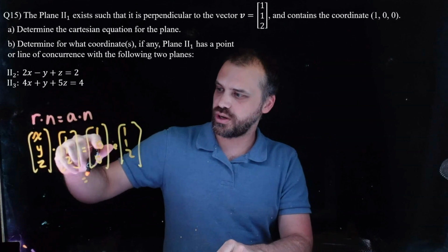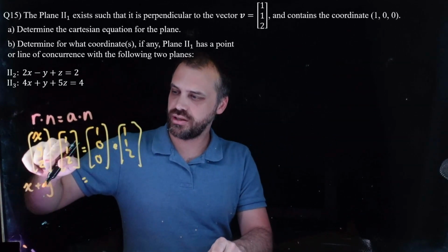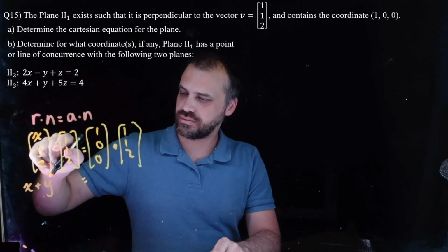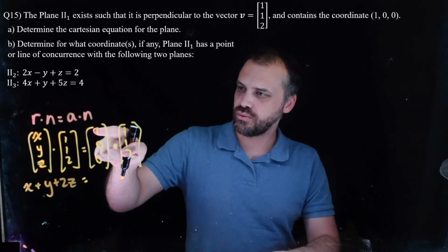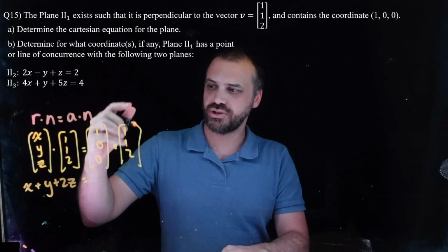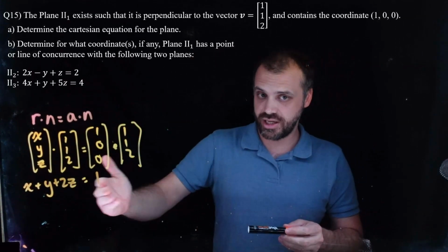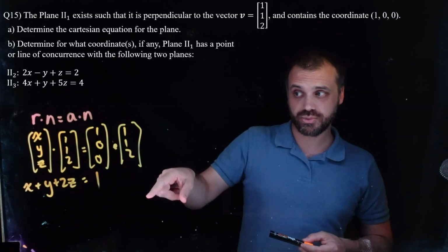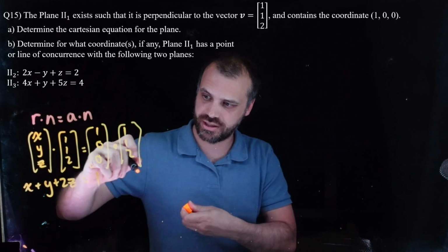Okay, we're aiming for the Cartesian equation. x dot 1 is x, plus y dot 1 is y, plus z dot 2 is 2z, equals 1 dot 1, so that's 1, plus 0, plus 0, just 1. All right, that's part A. I've found the Cartesian equation of the plane: x plus y plus 2z equals 1. All right, give yourself a tick.